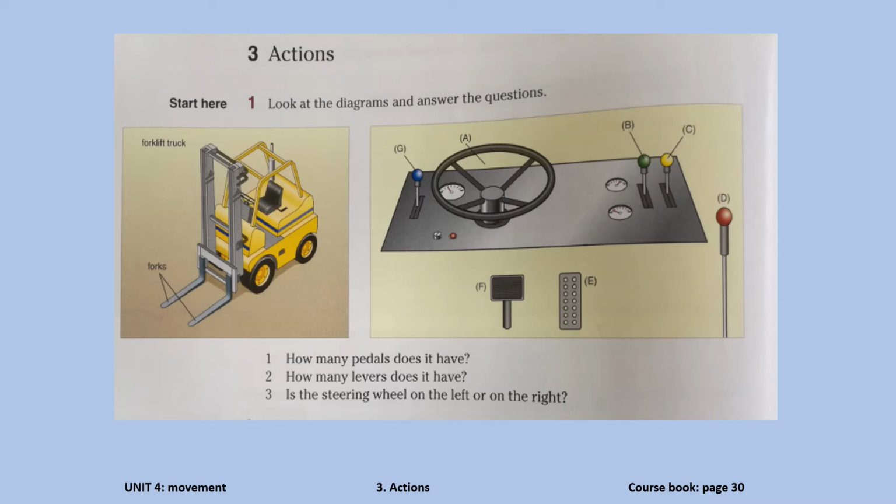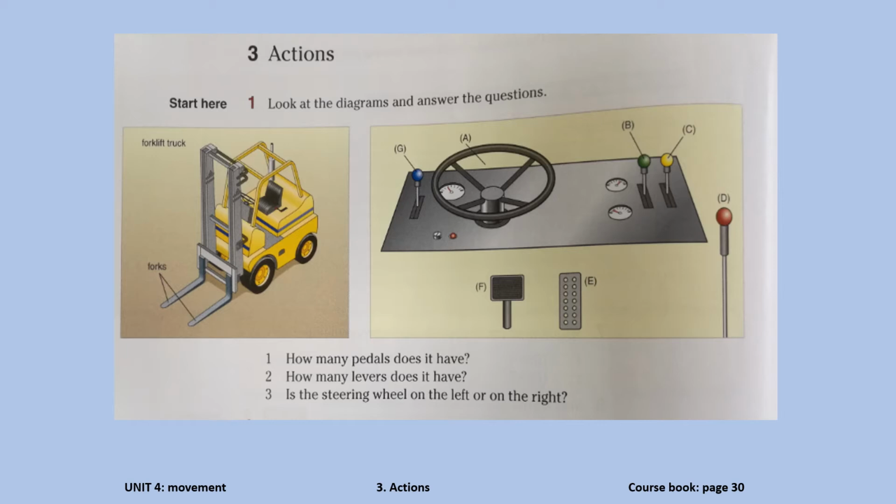So on the left, we see at the bottom the word forks. And on the right, we have letters A, B, the green, yellow, C, D is red, E, F, and G is blue. Now, we have 3 questions that we need to answer. How many pedals does it have? How many levers does it have? Is the steering wheel on the left or on the right?